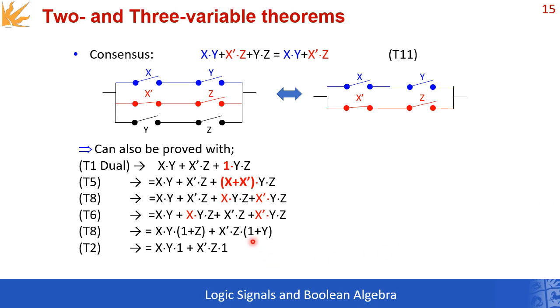And now this is very easy. Because of the null element, remember that 1 plus z will always give you 1 at the end. The same as here, 1 plus y will always give you 1. You end up in this line over here. But then again, because of the identities, we end up in this simplified form. So consensus is nothing more than applying a series of the basic theorems that you saw earlier.